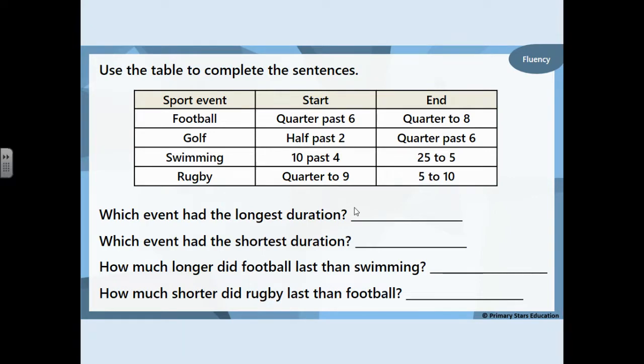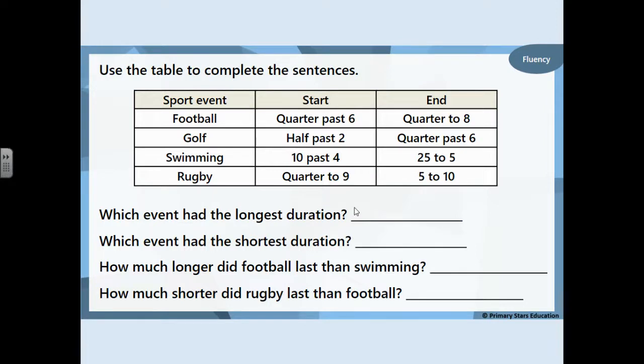Now, use the table to complete the sentences. Over here you've got the sport events: football, golf, swimming and rugby. You've got the start time and the end time. Now the questions are: which event had the longest duration, which event had the shortest duration, how much longer did football last than swimming, and how much shorter did rugby last than football.